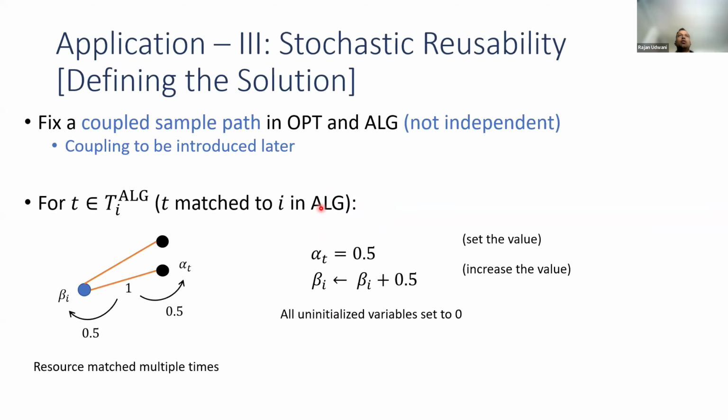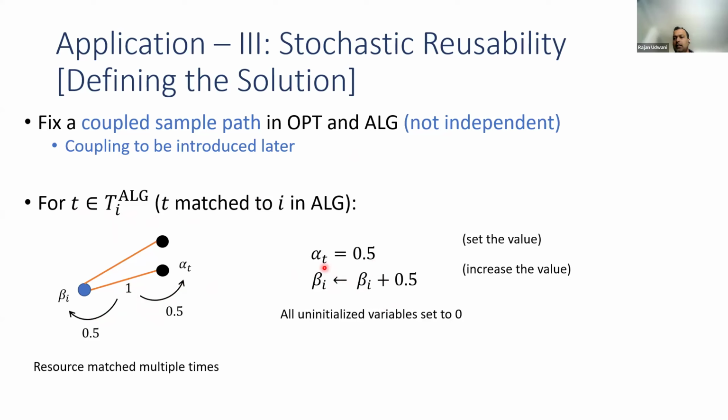Okay, so the setting of duals will actually still be pretty straightforward. It's when we verify the feasibility that something interesting comes up. Here we are going to couple opt and alg, and I'll say more about this in a bit. But for the moment, say you have fixed some coupled sample path in opt and alg, and arrival T gets matched to I. I get a reward of 1 when that happens, and I split it evenly between beta_I and alpha_T. So alpha_T is a half, and beta_I gets increased by a half.